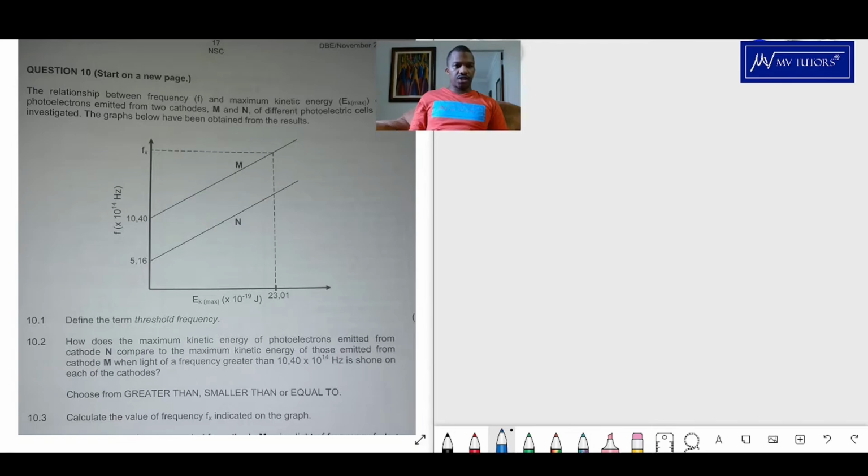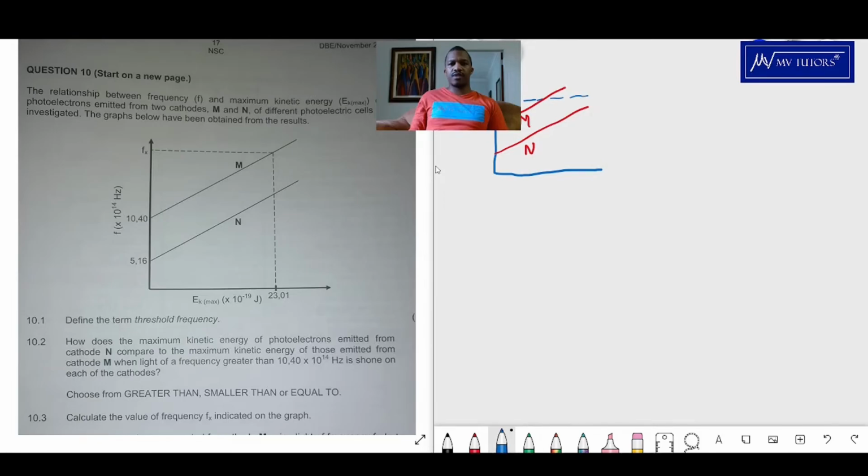Now let's go to the next question. How does the maximum kinetic energy of photoelectrons emitted from the cathode N compare to the maximum kinetic energy of those emitted by cathode M, when light of frequency greater than the threshold frequency of M is shone on each of the cathodes? So for this one, you can just pretty much demonstrate it. We have both of them like that. So this one is N and this one is M, right? So now if they said the frequency is greater than the threshold, I can just draw a frequency right over here like that.